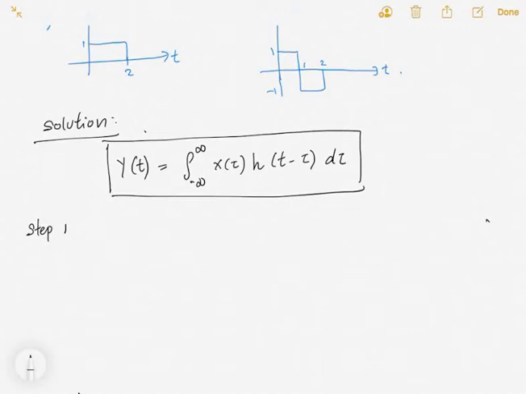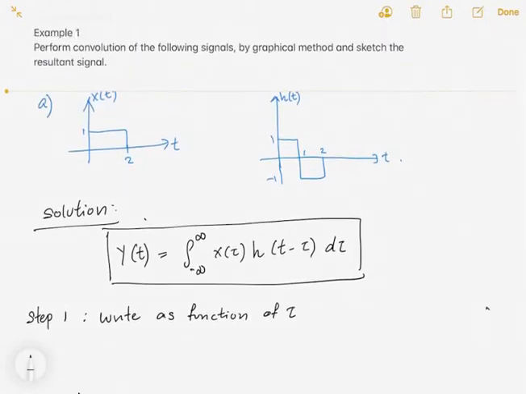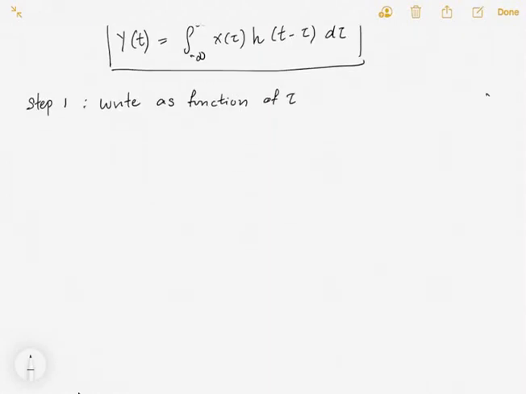For the first step to solve the convolution using the graphical method, you need to write the function as a function of tau. What does that mean here? If you look at this input x(t) and h(t), you need to change it into x(tau) and h(tau). So you change x(t) to x(tau), and then you change h(t) to h(tau). So this is simple.